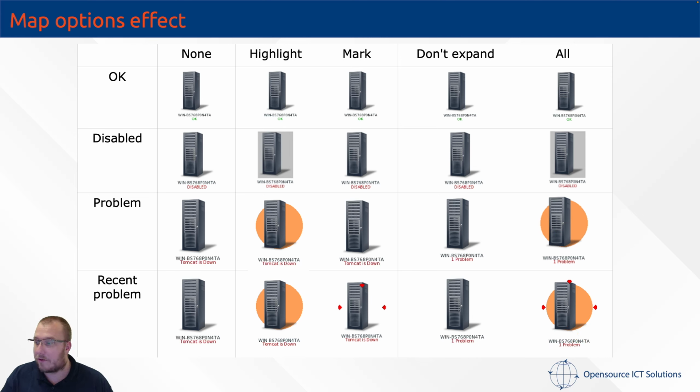And for this example, I think it's kind of useful. So we do have a problem right now because we see that circle, and we do have those 3 arrows indicating that it was recently gone into the problem state. So yeah, typically I enable both of the options, but of course it's completely up to you what a better option is.